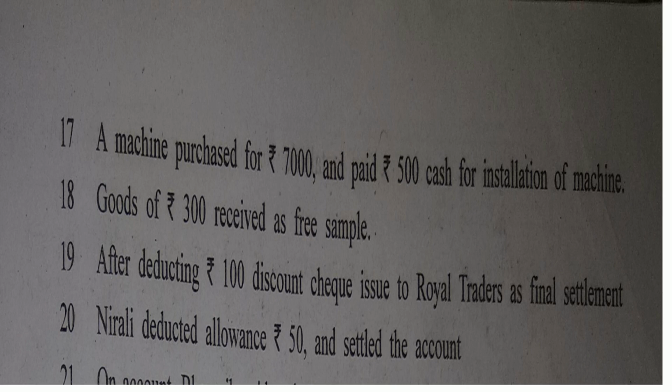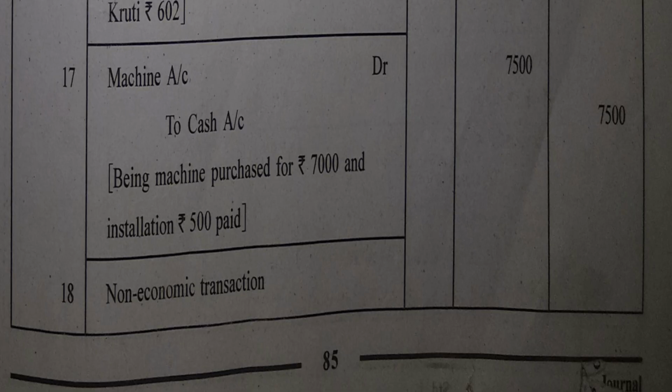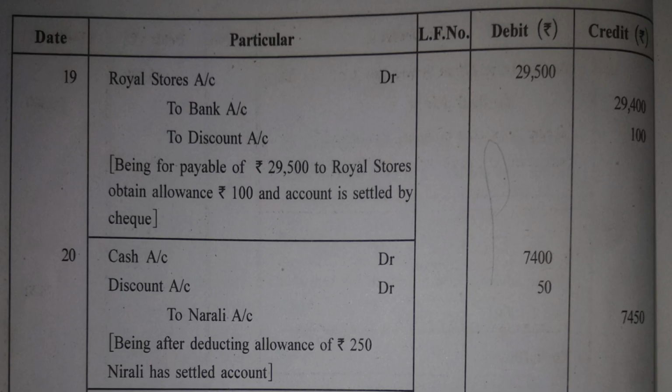So Nirali actually is supposed to pay 7,450 rupees. But rupees 50 is allowance. So she is giving 7,400 rupees only. The journal entry for which is here. She is giving cash, 7,400 rupees. Cash comes in, debit what comes in?